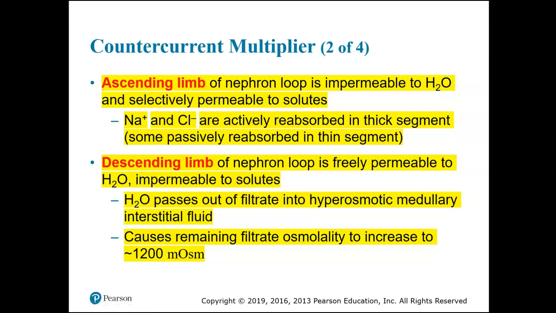So the ascending limb of the nephron loop, remember, is the thick portion of the nephron loop. It's impermeable to water and selectively permeable to solutes like sodium and chloride ions. So sodium and chloride ions are reabsorbed in the thick segment of the ascending limb, and water just stays in there because it can't leave, since the ascending limb is impermeable to water.